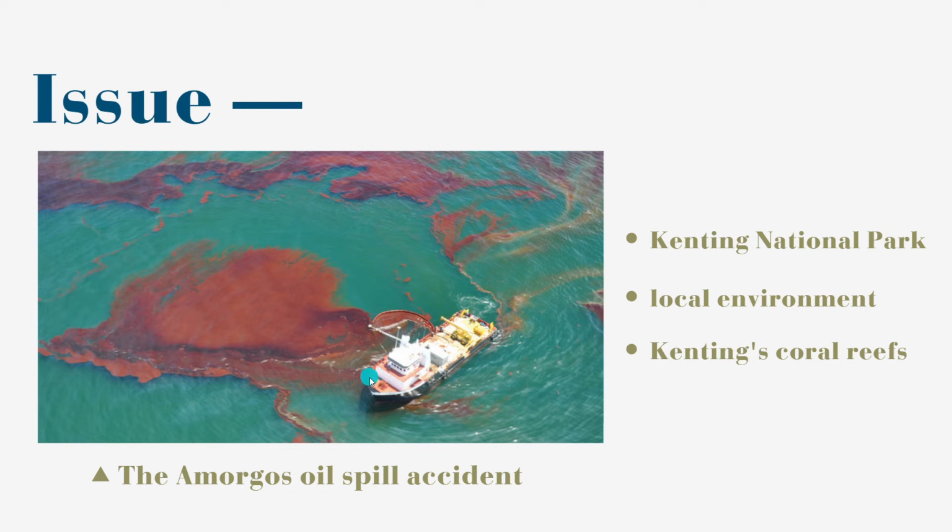After that, approximately 1,300 tons of fuel oil leaked from the Amorgos into the sea surrounding Kenting National Park, which is an ecological attraction that appeals to millions of tourists. You can see this picture. The ocean was covered by the oil that leaked from the vessel.